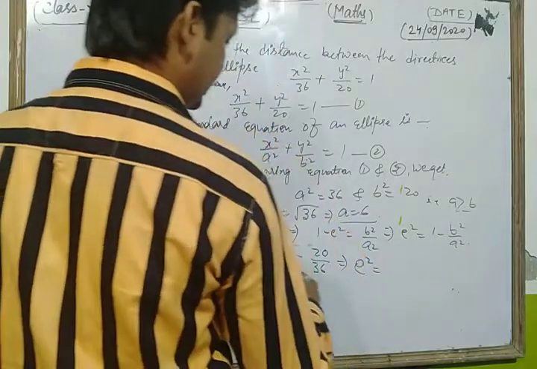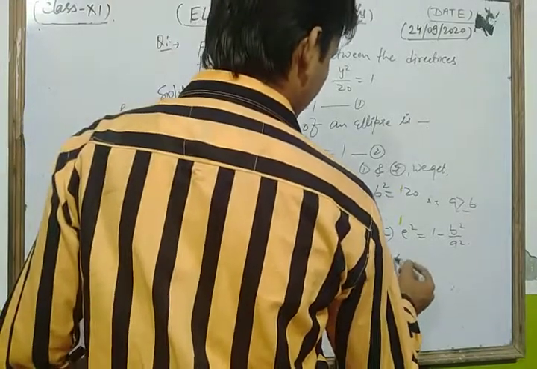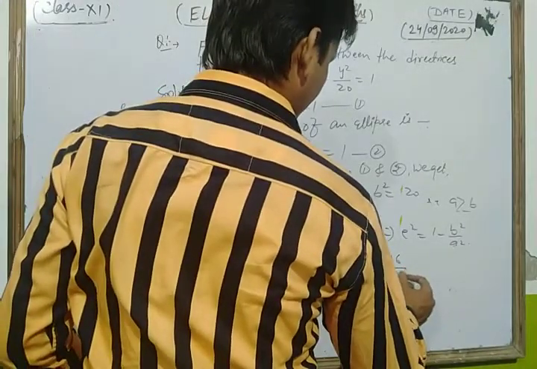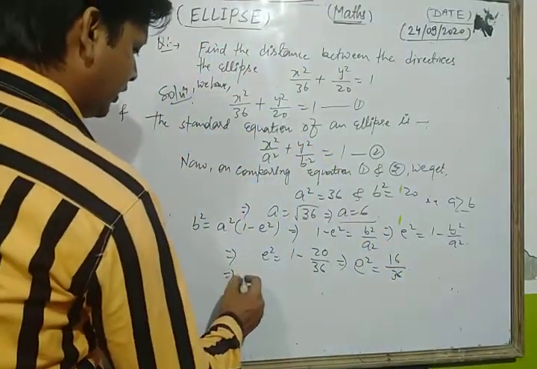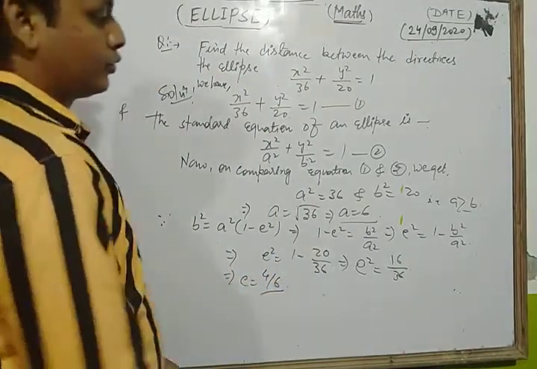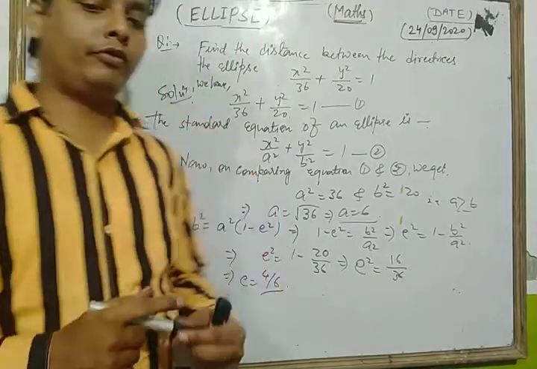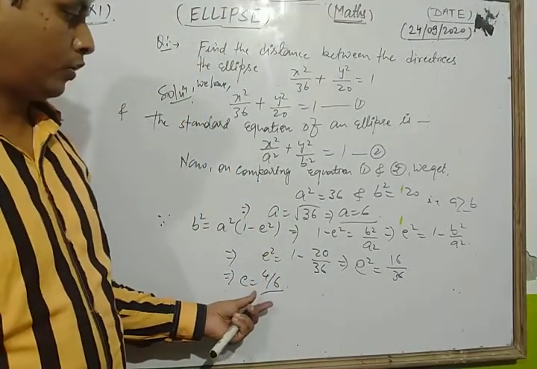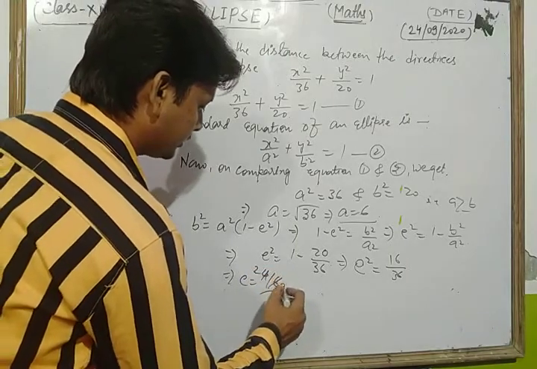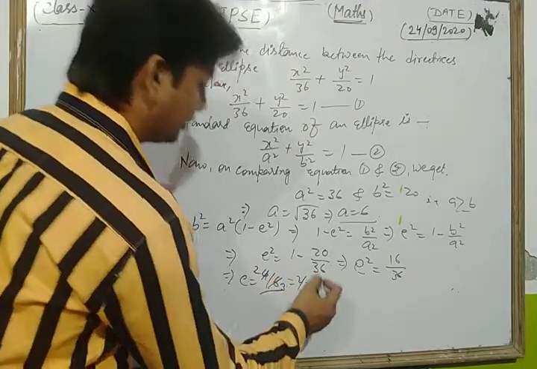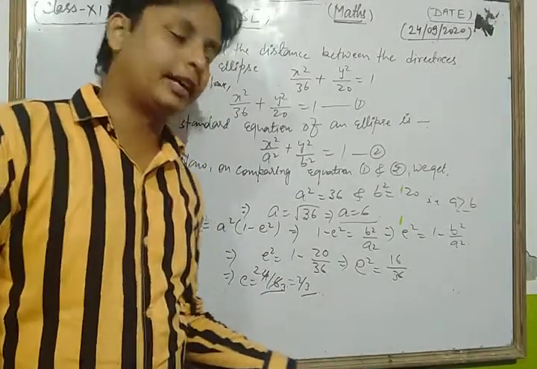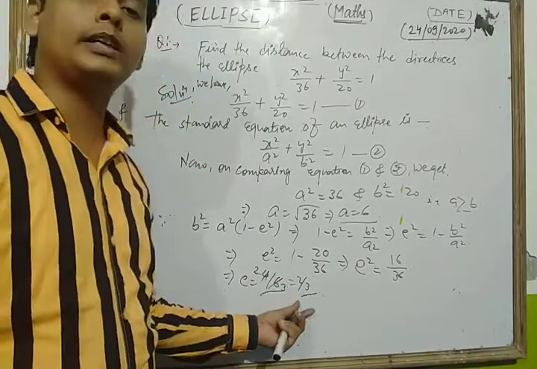So we get E square is equal to 36 minus 20, that is 16 upon 36. So we get the value of E is 4 upon 6. Thus, dear students, in this way we find the value of eccentricity. Now we simplify: 2 times 2 is 4, 2 times 3 is 6, that is 2 by 3. The value of the eccentricity of that ellipse is 2 by 3.